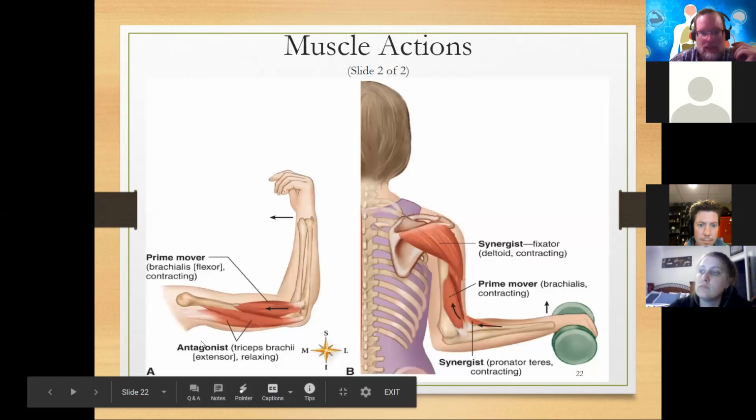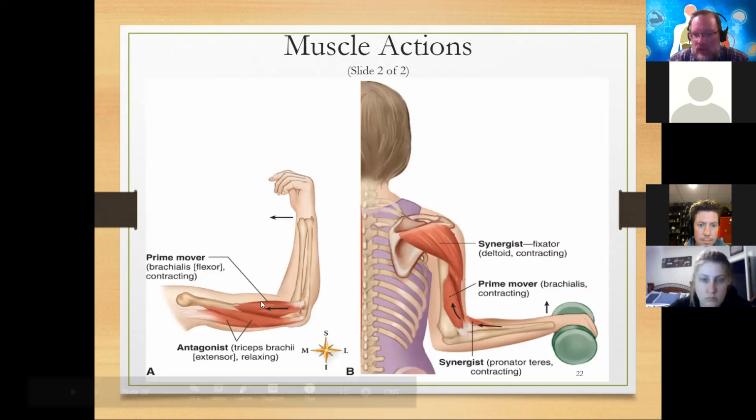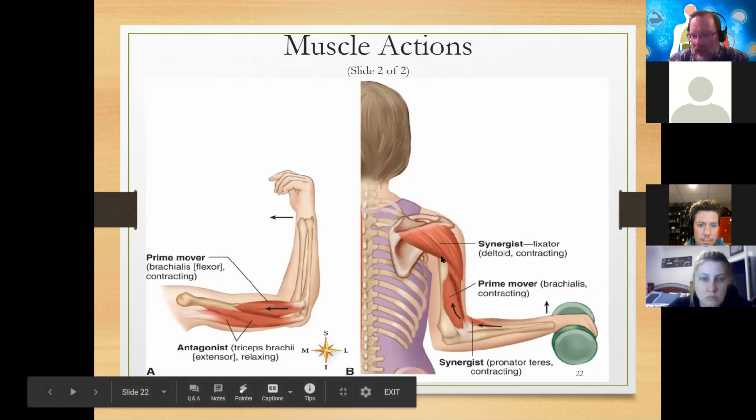So this last slide that we're going to see tonight shows us again elbow flexion. We've got the prime mover being the brachialis, so it's shortening, and then the antagonist being the triceps, which is lengthening or relaxing. Now, a similar scene going on here. We've got the prime mover being the brachialis. This time it shows us two synergists as well. So the antagonist is still going to be there. They just removed it since they showed it over here.